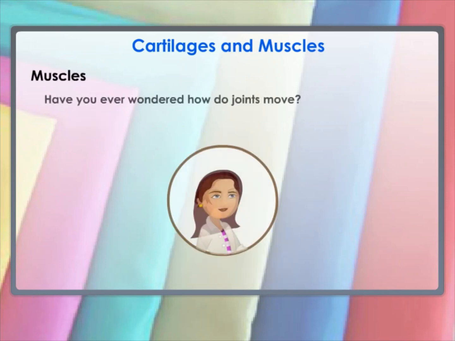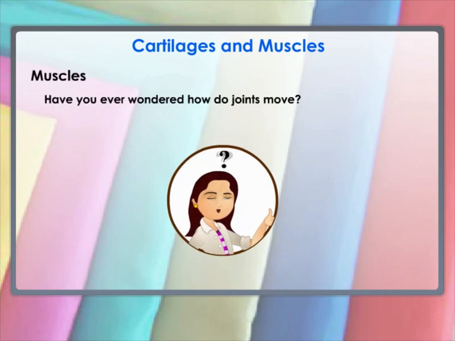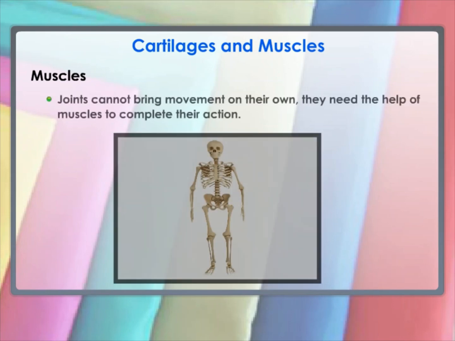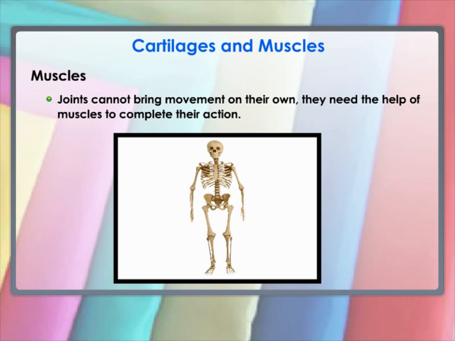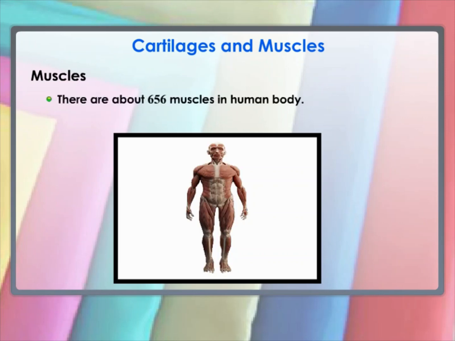Muscles. Have you ever wondered how do joints move? Joints cannot bring movement on their own. They need the help of muscles to complete their action. There are about 656 muscles in a human body.